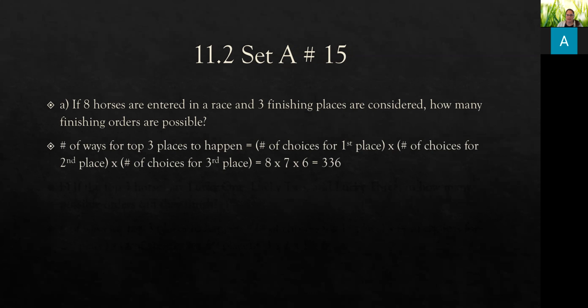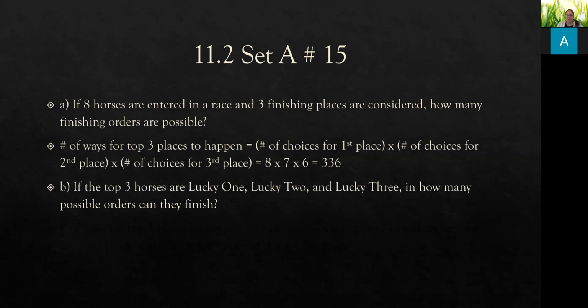So the number of ways for the top 3 places to happen is the number of choices for the first place times the number of choices for the second place times the number of choices for the third place. And there's 8 horses, so there's 8 choices for who comes in first. Whoever came in first isn't a possibility for second place, so then there's only 7 choices for second place. And then whoever came in first and second can't come in third, so then there's only 6 possibilities for the third place. And 8 times 7 times 6 gives us 336.